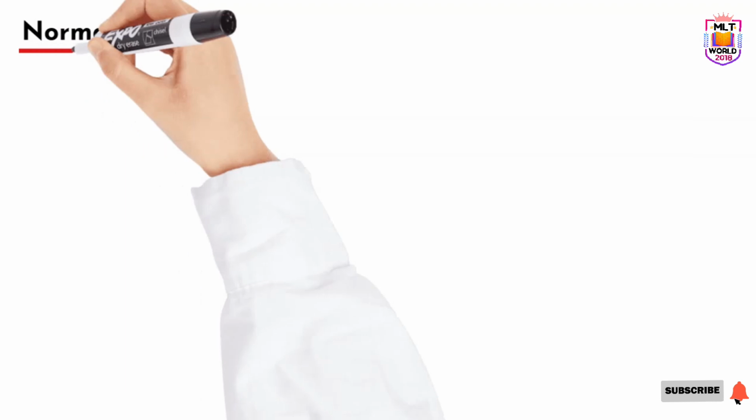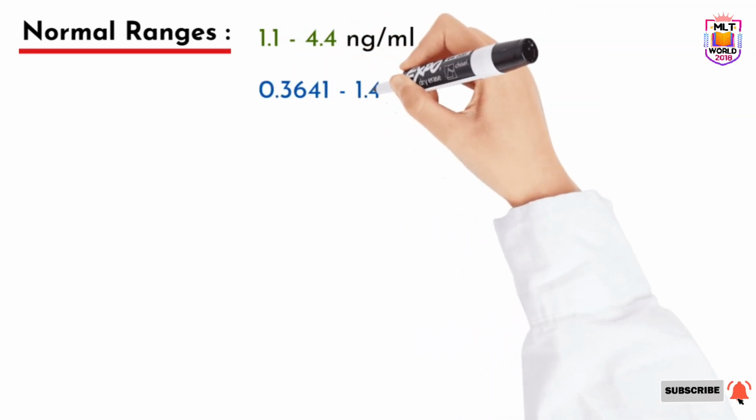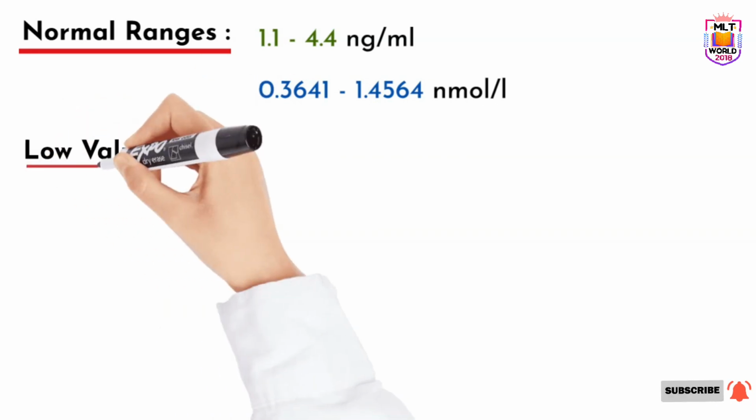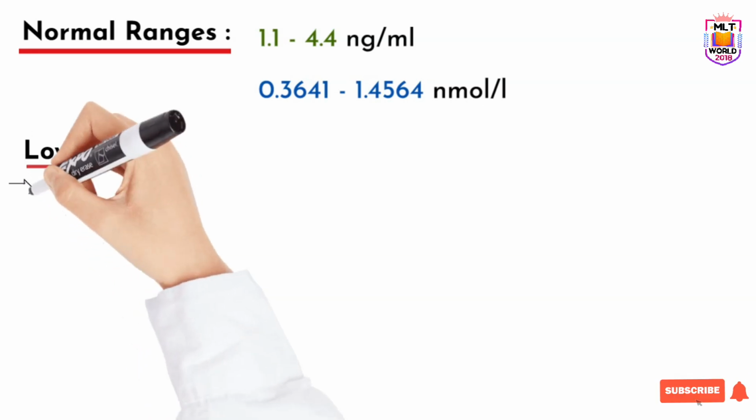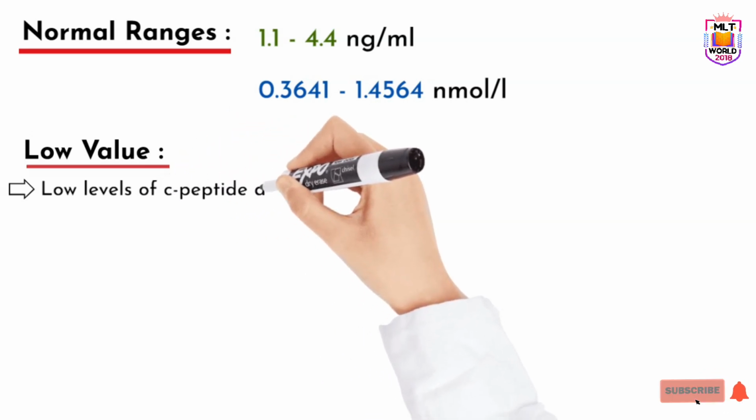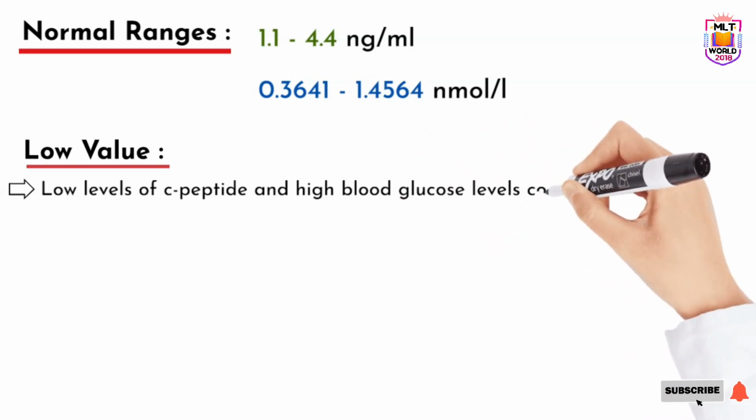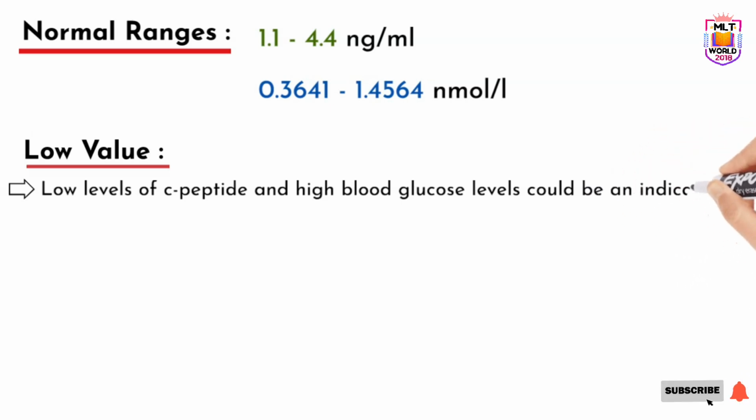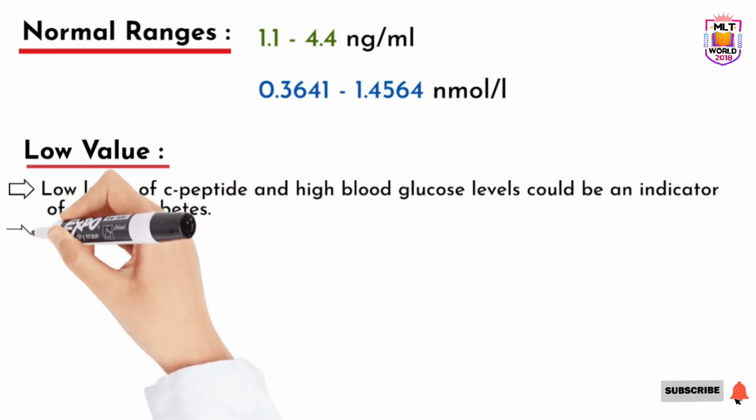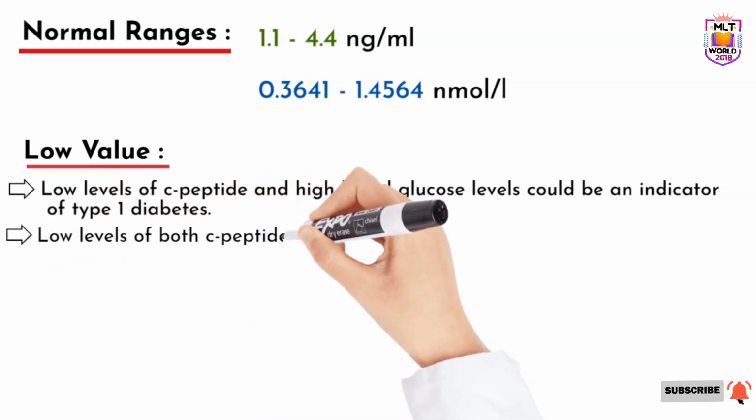Normal ranges, as I told in my previous videos also, vary lab to lab, but generally we will see 1.4 to 4.4 nanogram per ml, and 0.3641 to 1.4564 nanomole per L is the normal range. If the patient result comes with low values, less than 1.1 nanogram or 0.364 nanomole, but blood glucose level is high, it indicates type 1 diabetes. Means low level of C peptide and high level of blood glucose will indicate type 1 diabetes.